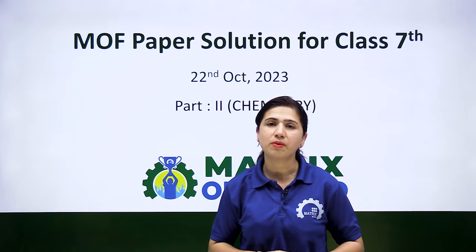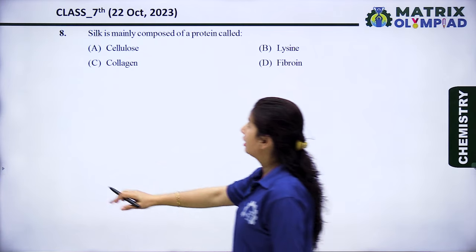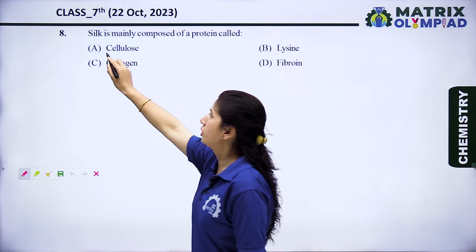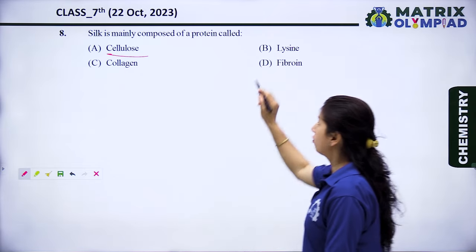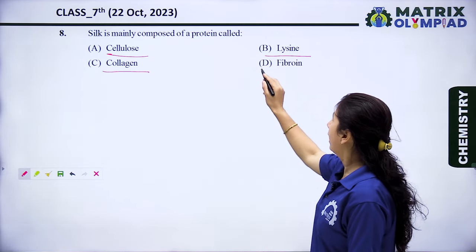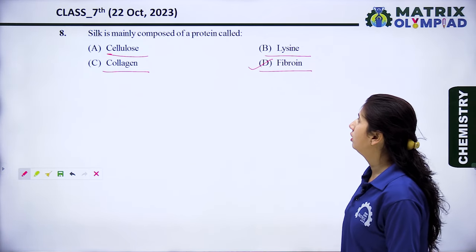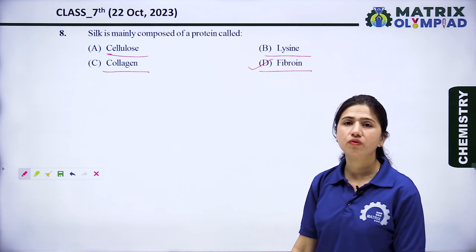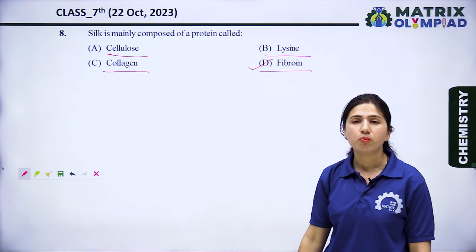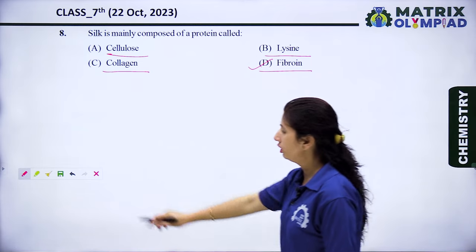Now we will discuss the chemistry portion of class 7th. Let's see the question. Silk is mainly composed of a protein called. Option A is cellulose. Option B is lysine. Option C is collagen. And option D is fibrin. So option D is our right option, fibrin. Fibrin is a protein which is secreted by the silkworm, which is scientifically named Bombyx mori. So option D is the right option for question 8.